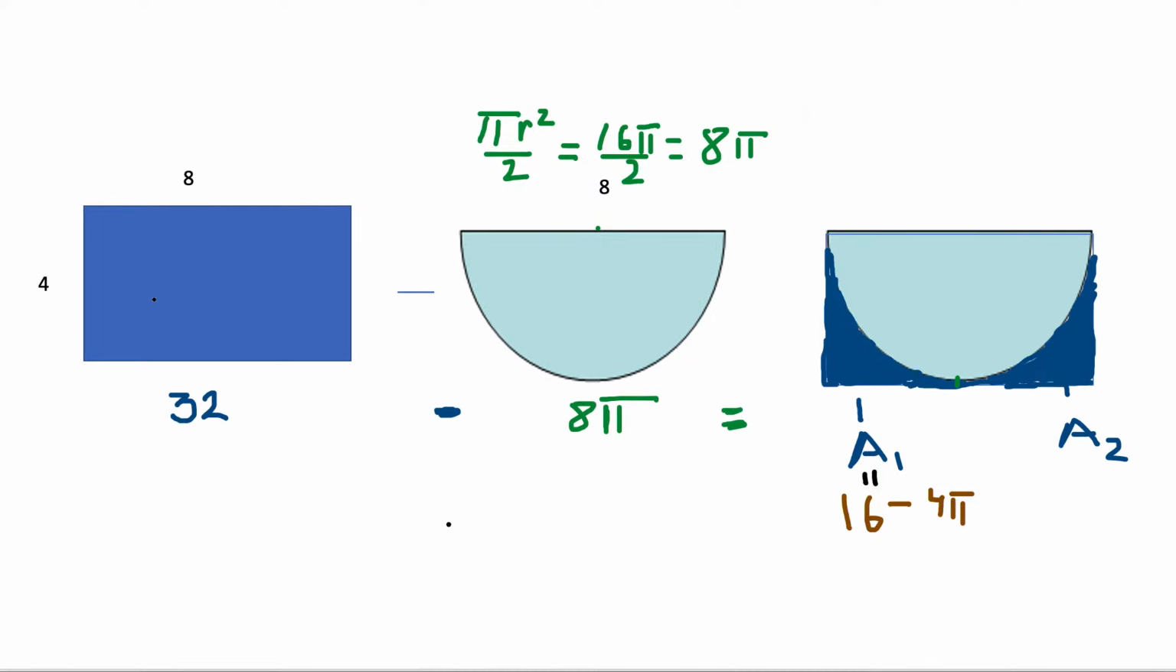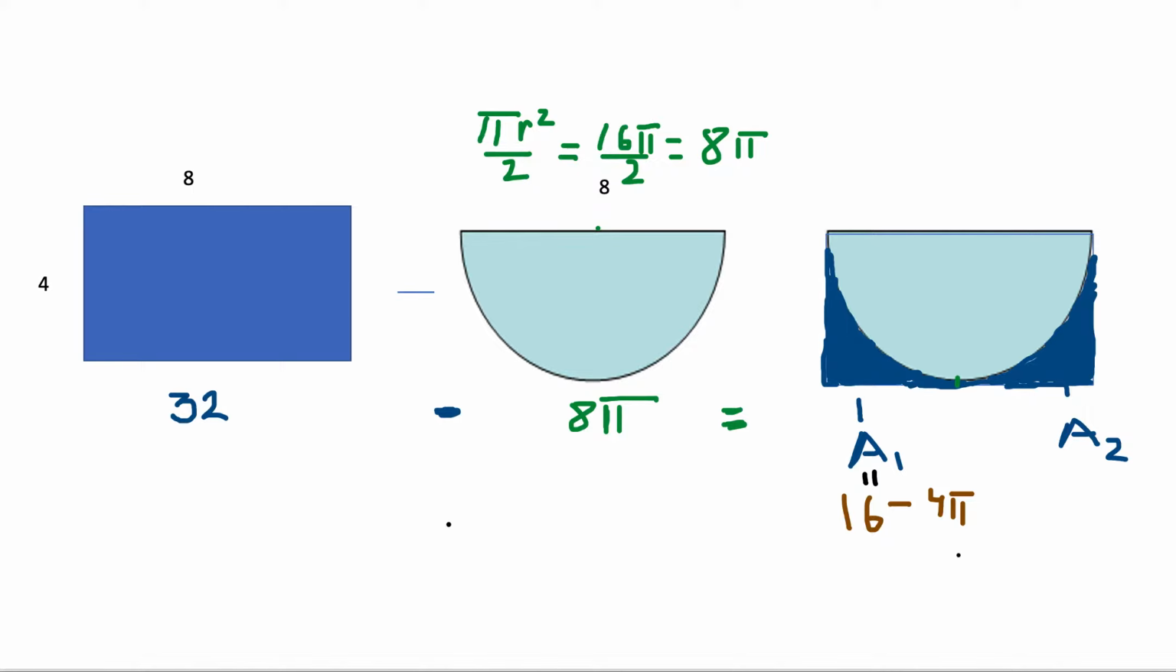As I said, if we are taking the rectangle and subtracting the semicircle, and we already know the diameter is 8, so the radius is 4. The area of this semicircle is pi r squared divided by 2, which is 16 pi over 2, because the radius 4 squared is 16. Pi times 16 divided by 2 is 8 pi. So this area A1 and area A2 are congruent, and both areas together are 32 minus 8 pi.